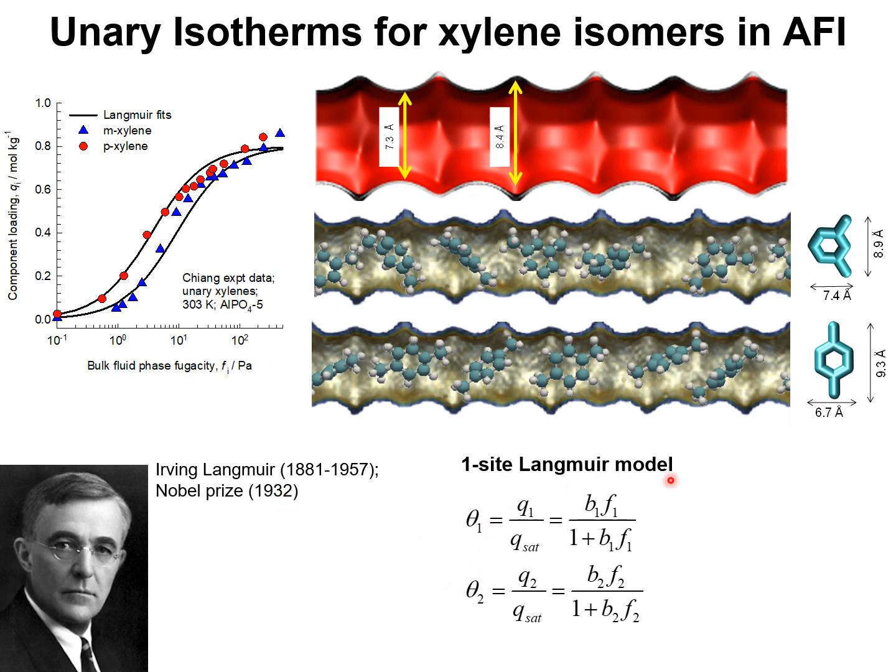The single-site Langmuir model is written as follows, where theta 1 is the partial occupancy of component 1, in this case metaxylene. The partial occupancy of component 2, paraxylene, is the molar loading of component 2 divided by the saturation capacity. Both the saturation capacities are equal to one another, and B1 and B2 are the binding constants for components 1 and 2. F1 and F2 are the partial fugacities of components 1 and 2.